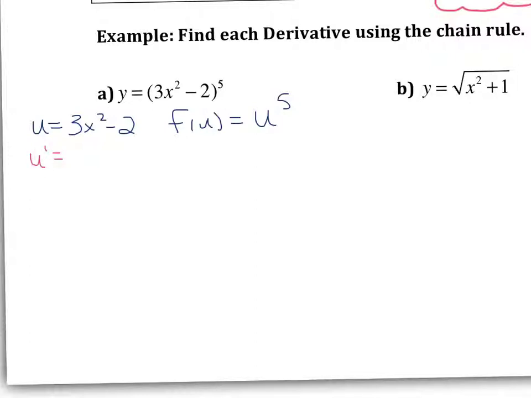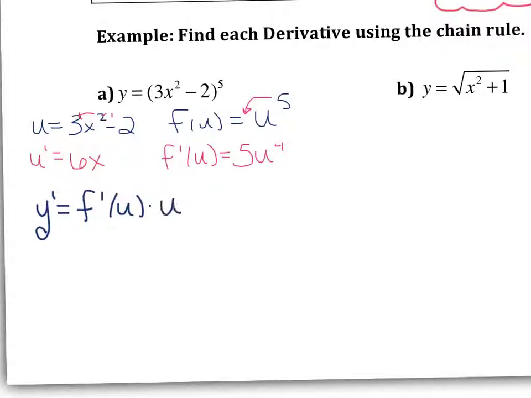U prime would equal 2 times 3, and we're going to subtract 1 from the exponent, so that's 6x. And then f prime of u, again using our power rule, bring the 5 in the front, 5 times u to the 4th. Okay, now what we're going to do is combine it all. So y prime is equal to f prime of u times u prime, using the chain rule. So we're going to plug in f prime of u, 5 u to the 4th, times what u prime is, which is 6x.